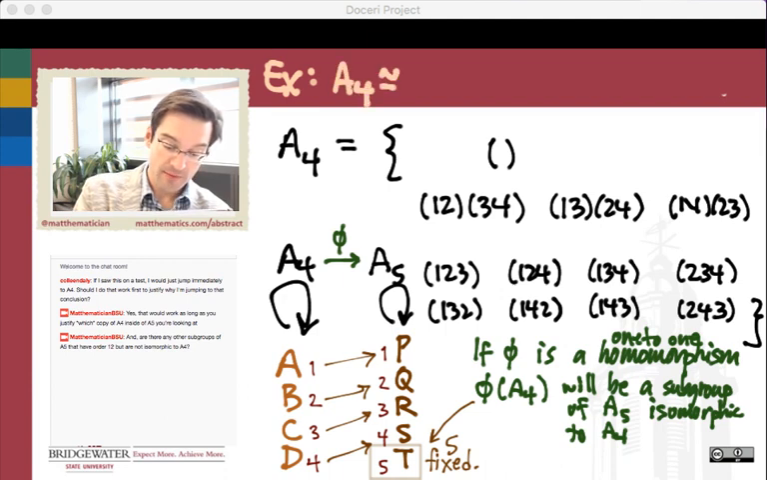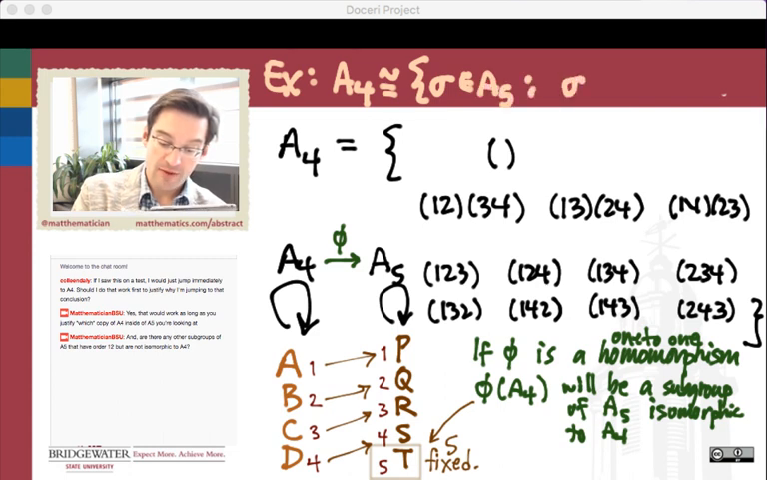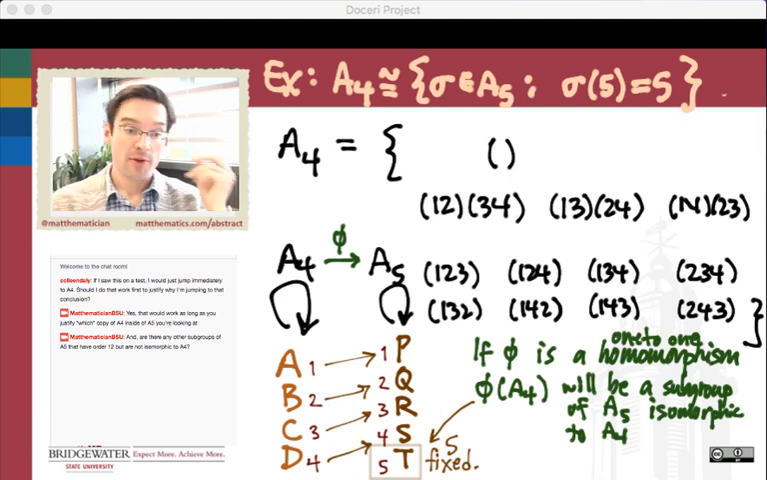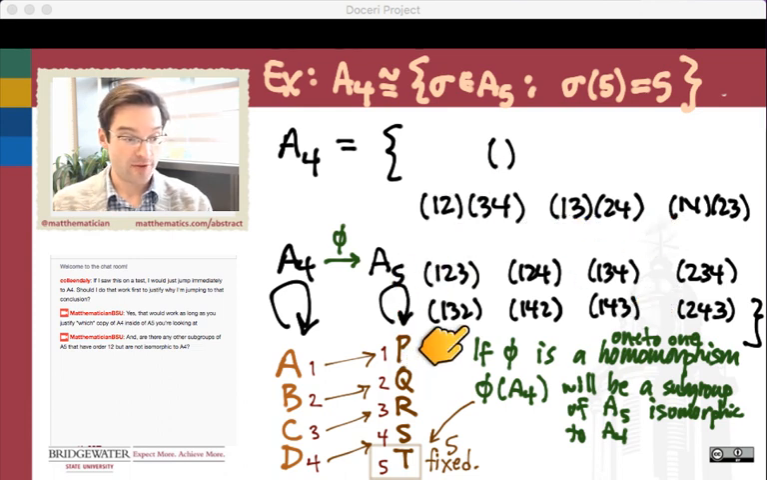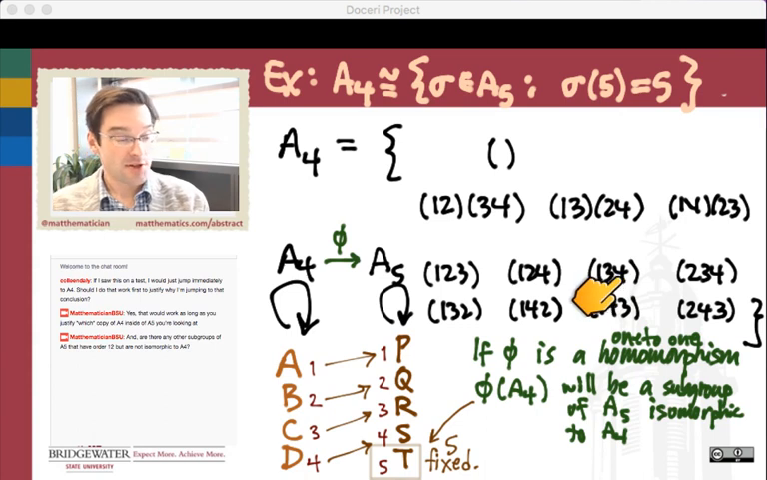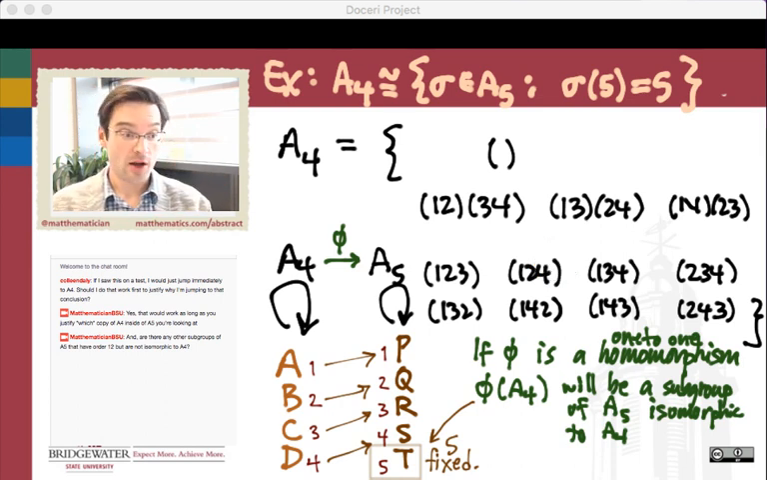A4 would be isomorphic via this phi function here to the set of all permutations in A5 that leave 5 fixed. In other words, that leave 5 in place. So they can act upon the symbols 1 through 4, but they're going to leave symbol number 5 in place. And that's one way. If we keep to the same cycle notation as we used here to list out all the elements of A4, all of these elements written in cycle notation can be thought of as elements in A5. We're just not writing 5 as part of any of these cycles. That means that 5 must be fixed under all of these permutations.